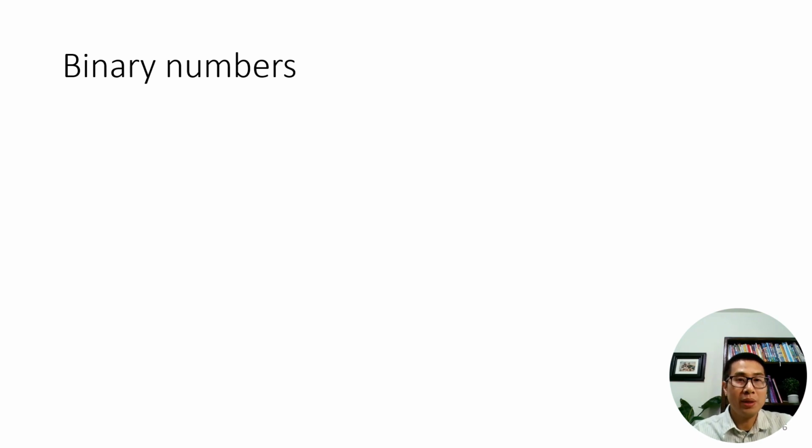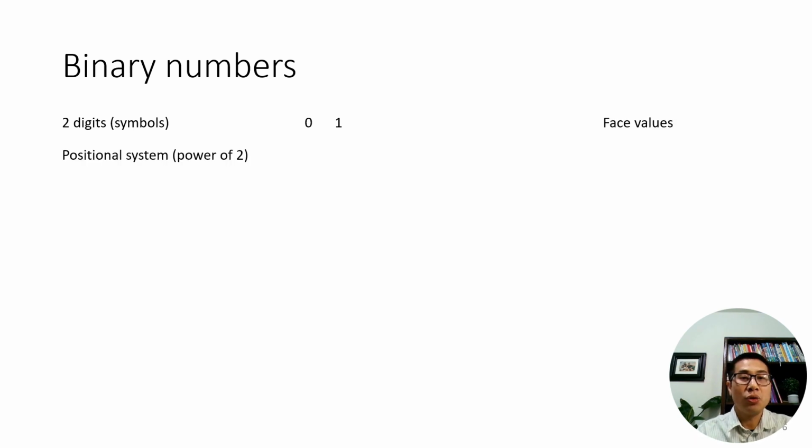So computers work with binary numbers and they only have 2 digits. You may ask why? Because a bit only has 2 states, on or off. And the 2 symbols are going to be 0 and 1. And they are the face values, of course. And it's also a positional system, but because there are only 2 symbols, it's going to have values of power of 2. Then the first column is going to have the value of 2 power 0, the second column is 2 power 1, the third column 2 power 2, and so on and so forth.